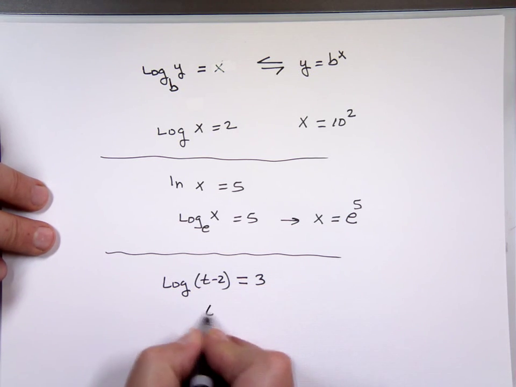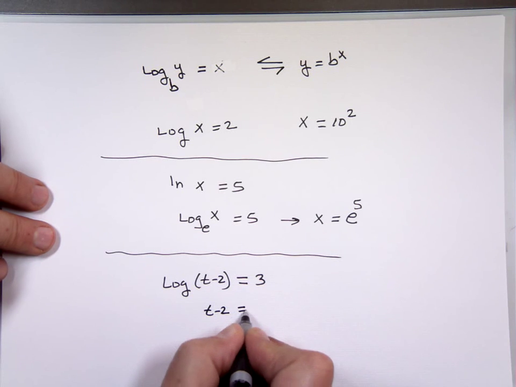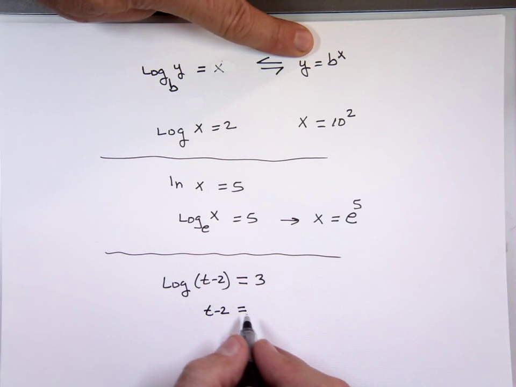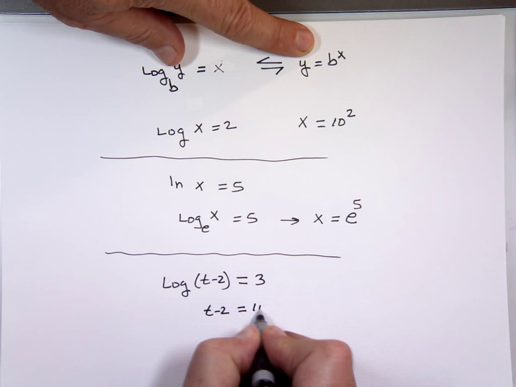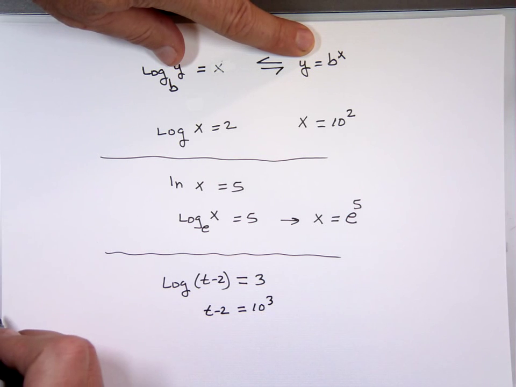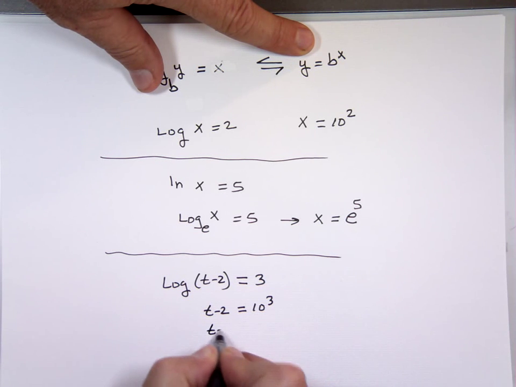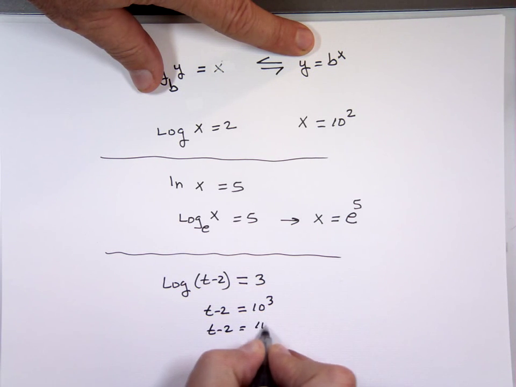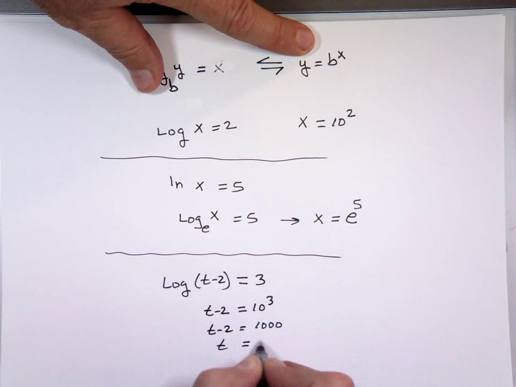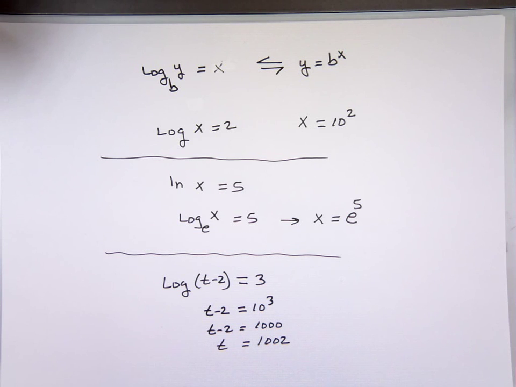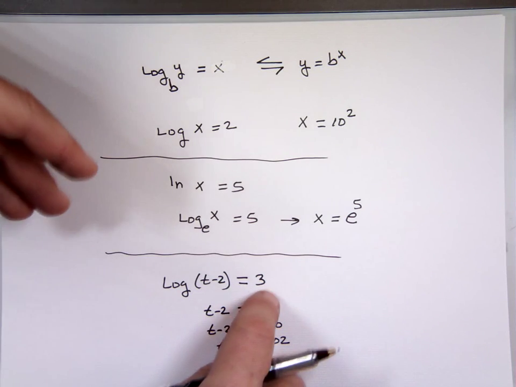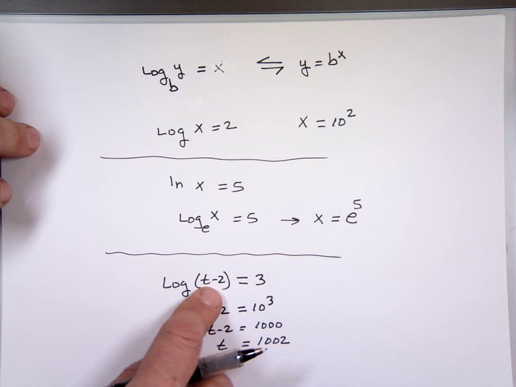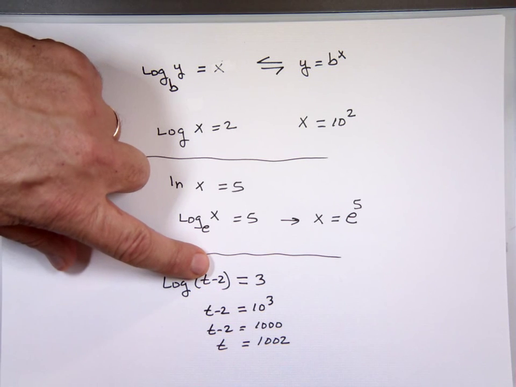That means t minus 2 will have to be what? Using that rule, 10 to the third? 10 to the third, exactly. What's 10 to the third? 1,000. Add 2 to both sides. What's t equal to? 1,002. When you have the answer, you're looking for the number, it's 10 to the power.